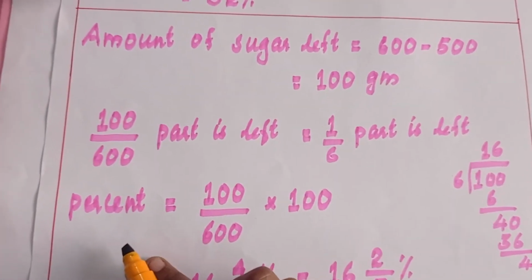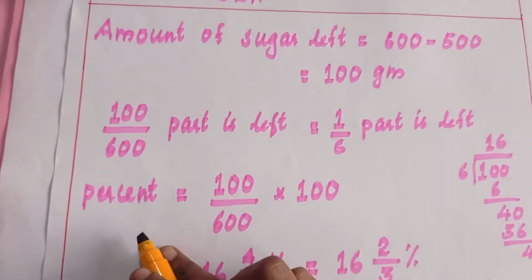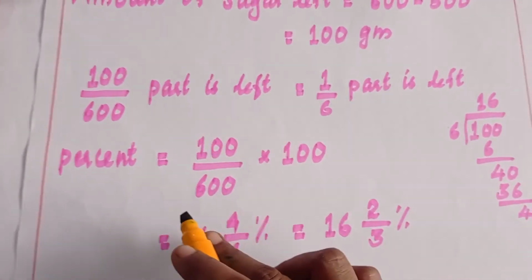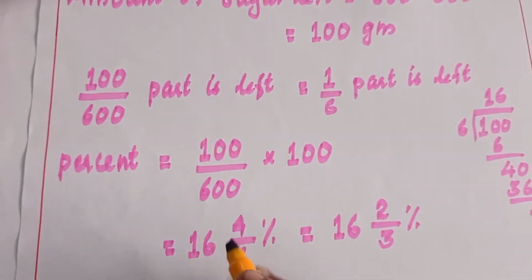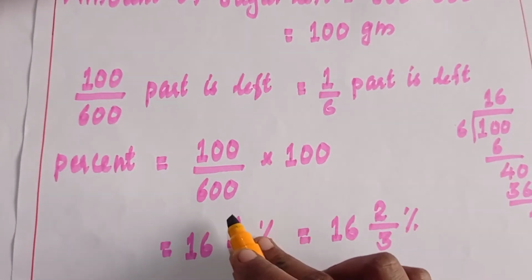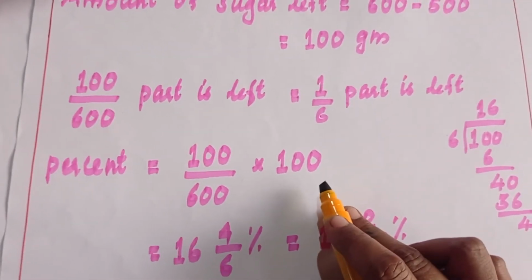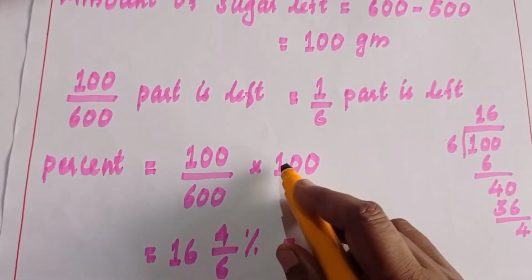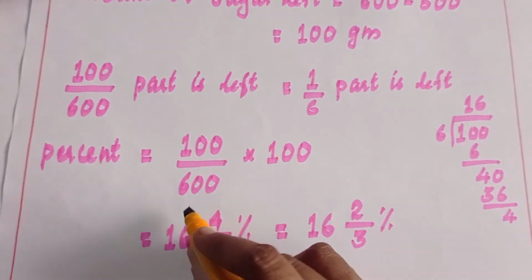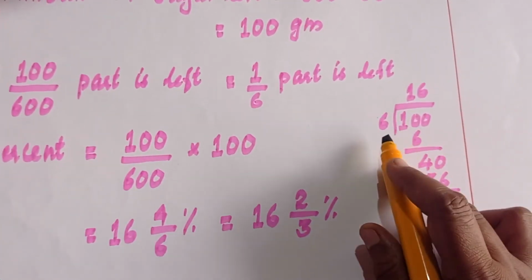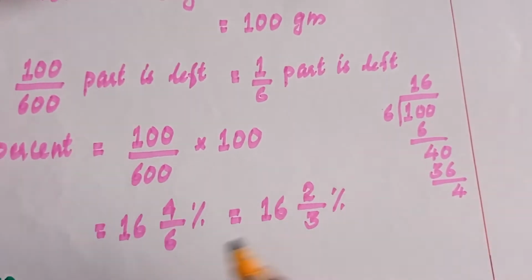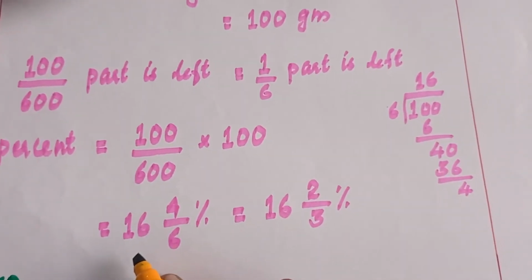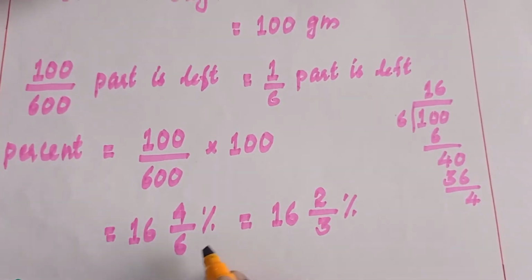Calculate the percent of the sugar left behind. That is, percent is equal to 100 times this part. 100 by 600 into 100. Then cut these two 0s. Then 100 by 6. Divide 100 by 6. We get 16 and remainder 4. Then we can write 16 4 by 6 percent.